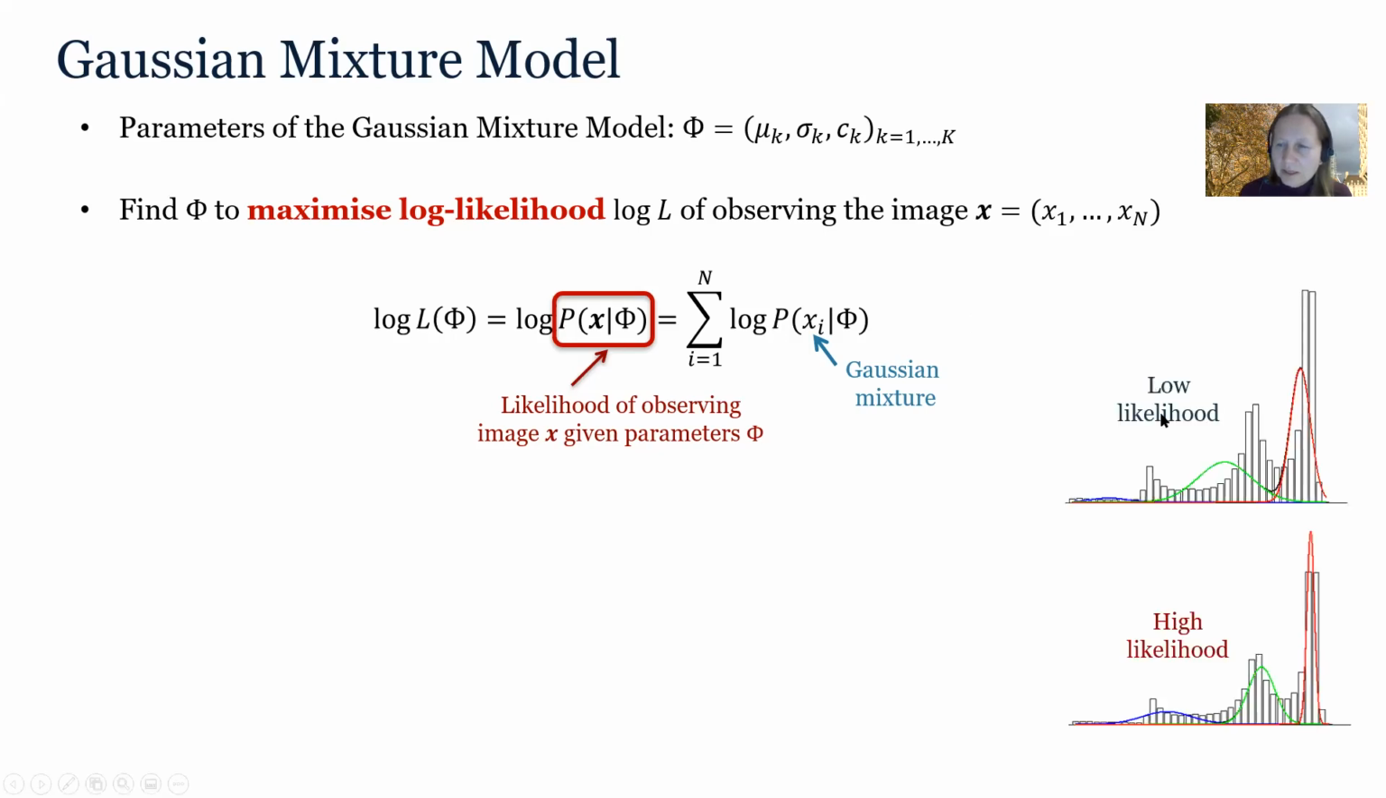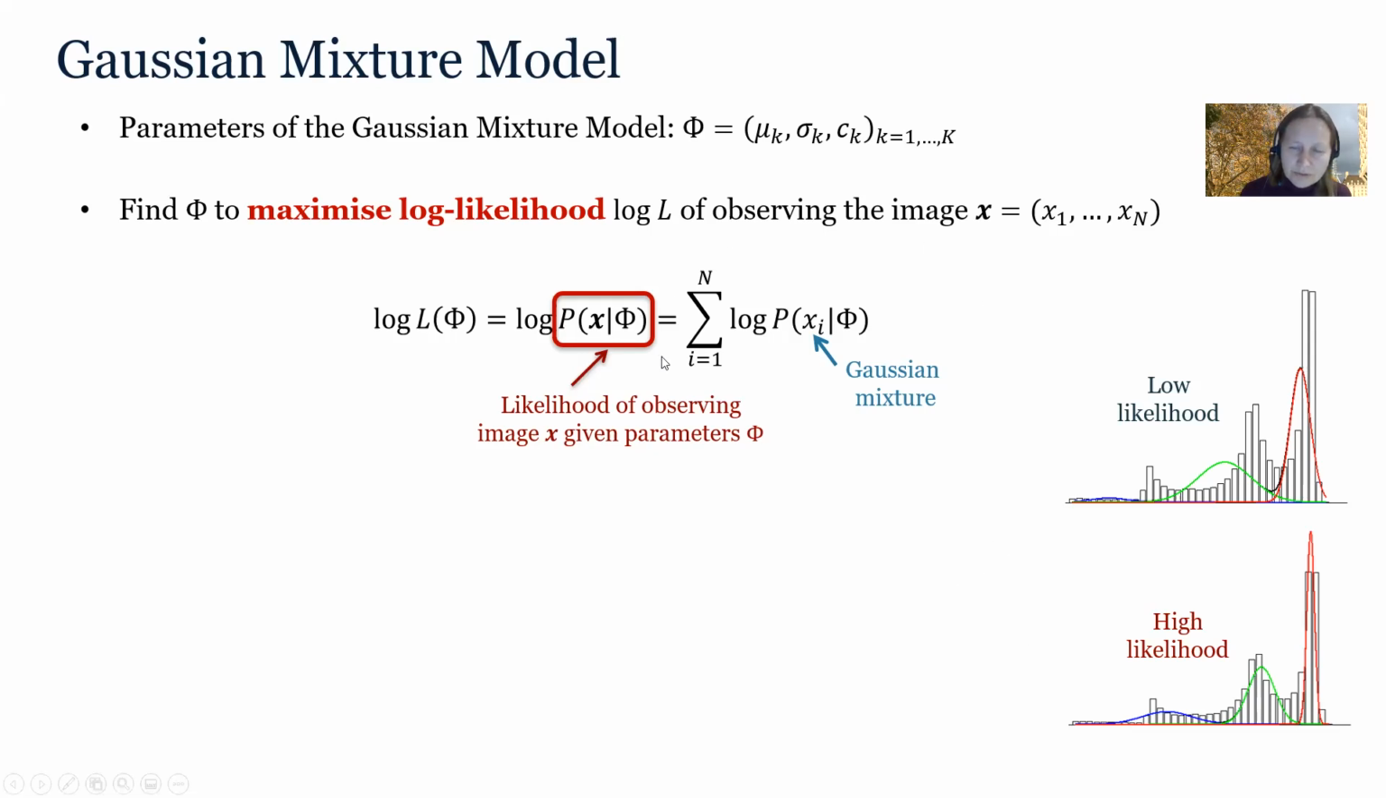So here you can see two different examples of Gaussian mixture model. And this one you can see doesn't fit the intensity distribution of the image very well, so this will have a low likelihood, and this one fits it very well, so this will have high likelihood.